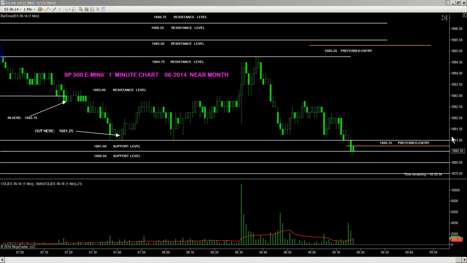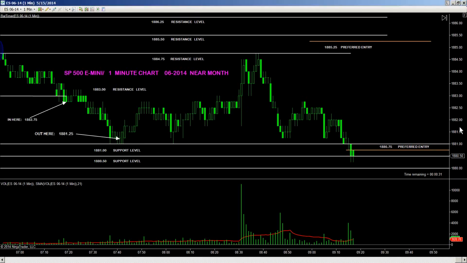Prices are moving down temporarily. MTM is 1880. S&P E-mini 1-minute chart. Current contract month 6/2014. Have a short setup. Trade in play to the downside.